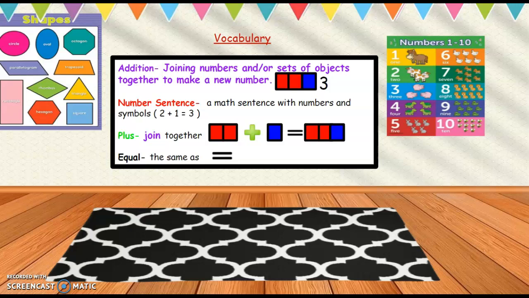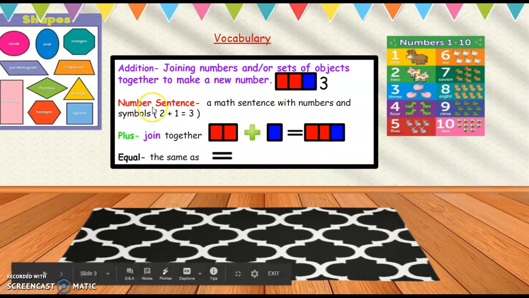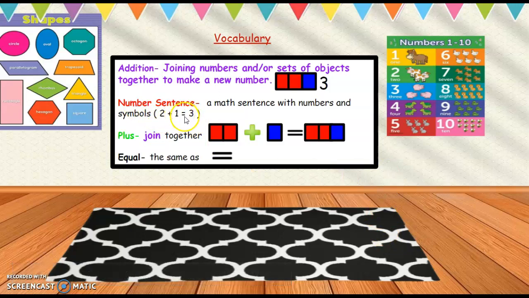Vocabulary. Addition: joining numbers and/or sets of objects together to make a new number. Number sentence: a math sentence with numbers and symbols. For example, here is a number sentence, and it says 2 plus 1 equals 3.